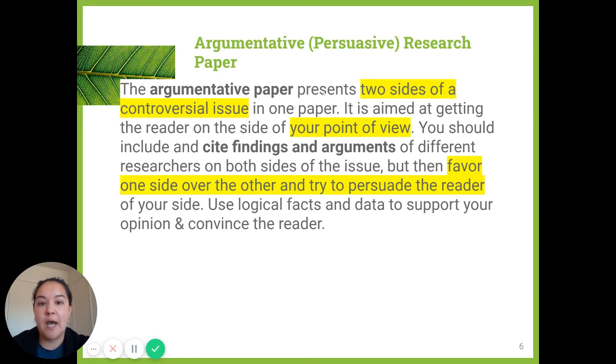So remember, I have highlighted the most important parts of an argumentative paper. You look at the two sides of a controversial issue. You need to take a side and express your point of view, and then you need to try to persuade your audience that your side is correct, and you base that persuasion on the logical facts and data that you will cite in your paper.